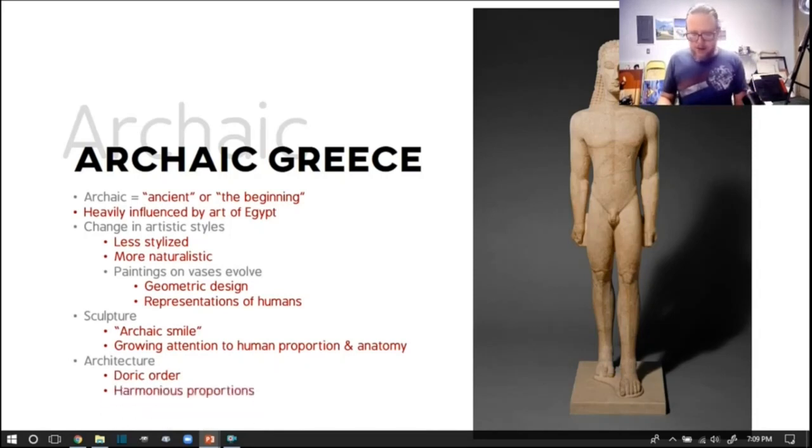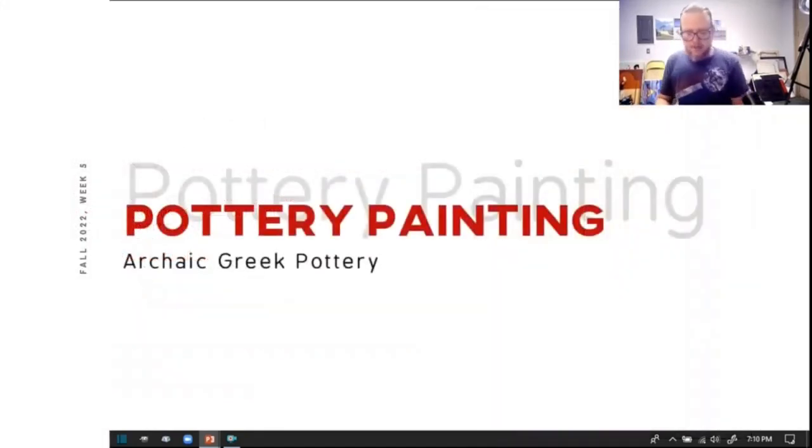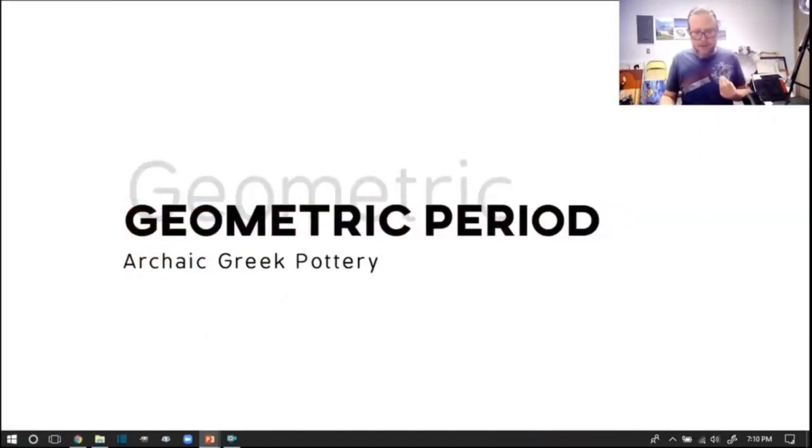And harmonious proportions. They developed these harmonious architectural proportions during archaic Greece, and that would continue into the classical period as well. So let's look at some pottery painting and what developments happened during archaic Greece.